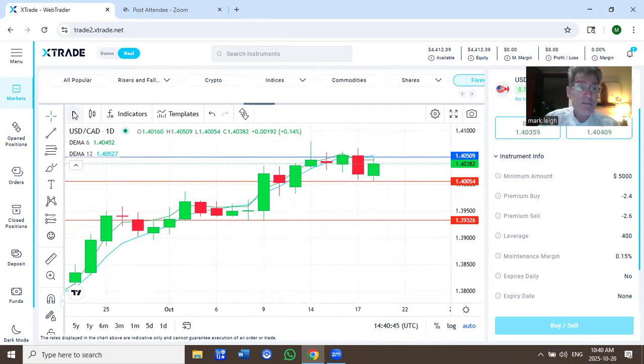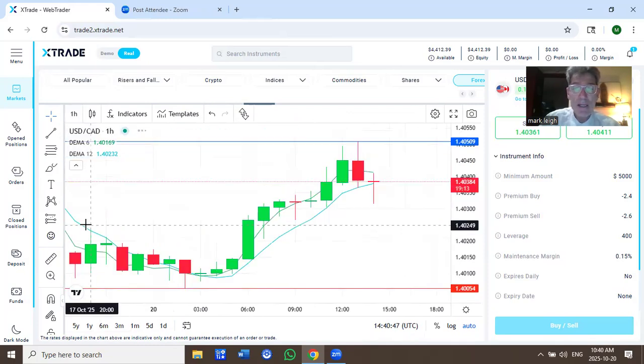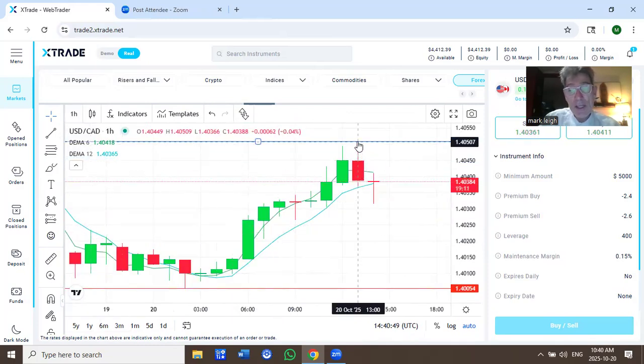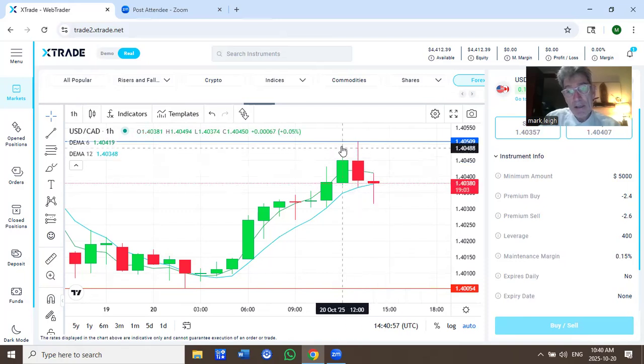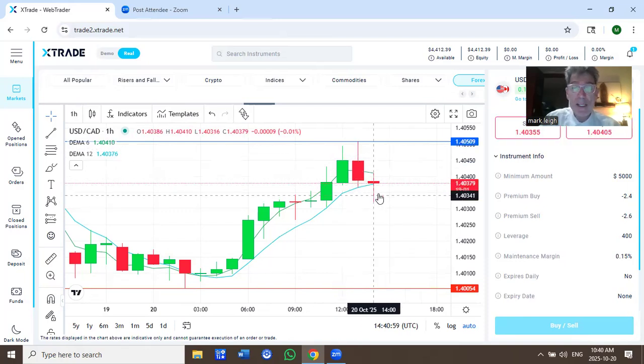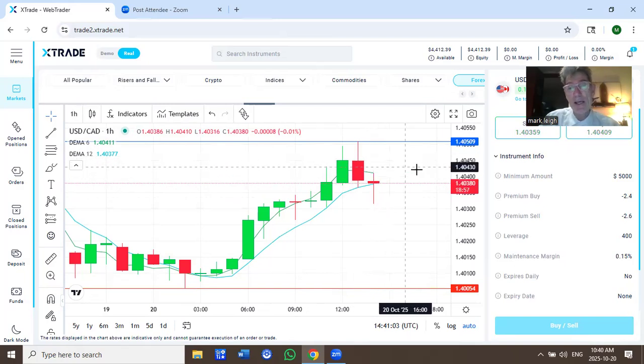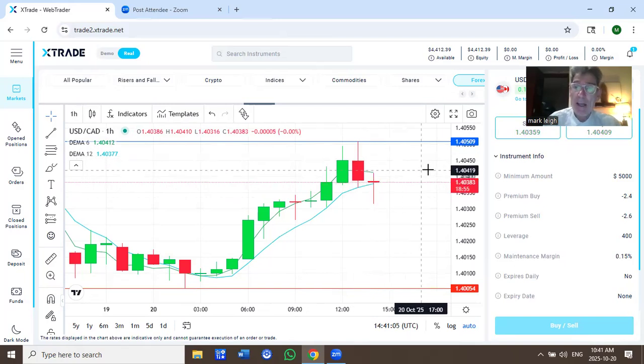If I zoom in on the hourly, you can see the US Canadian fighting back against the US from this resistance level. Not much movement, and already US looks like it wants to get back up to this resistance level right now. So I've got resistance at 140.50 and support at 140.05.